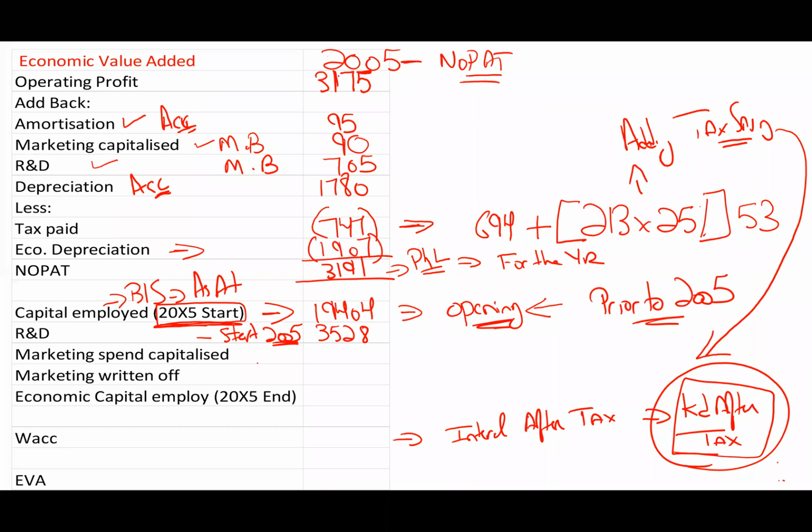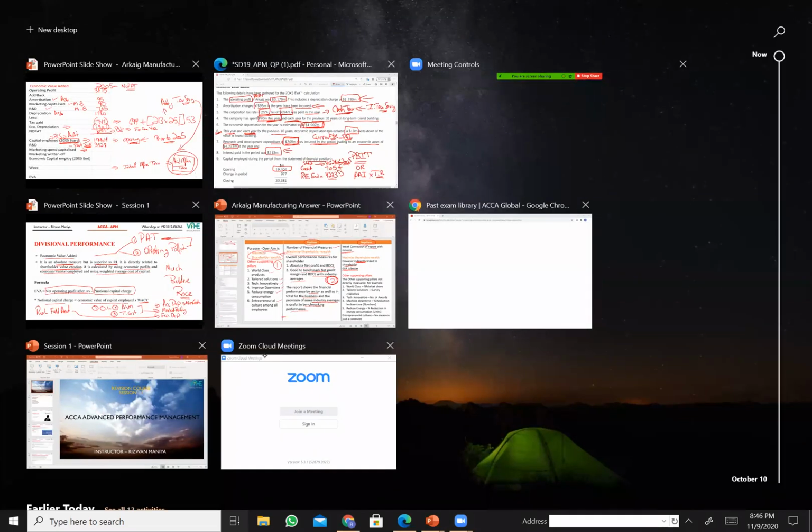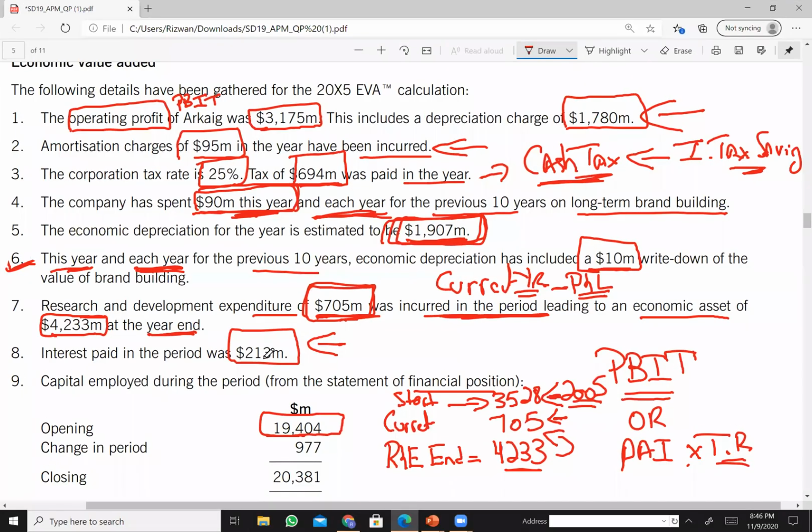Then marketing spend capitalized. So I will add back all that marketing expenditure that I incurred prior to 2005, and let's see what is that. The company has spent 90 million this year. I'm talking about point 4 here, and each year for the previous 10 years on long term branding. So try to understand. This year it's 90 million that you have added back in profit and loss.